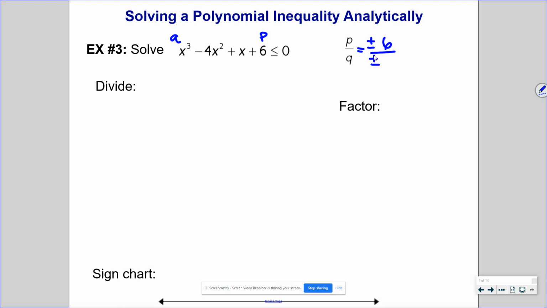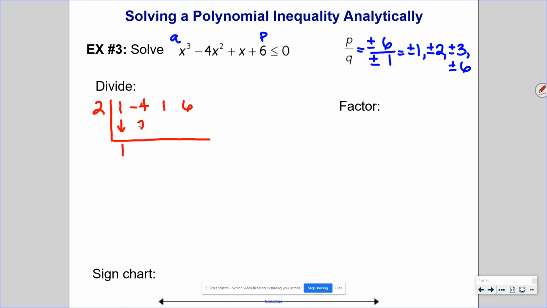So I need to list all the factors of 6 and divide by all the factors of 1, which would just be dividing by 1, leaving it the same. So all of these are possible numbers that would divide my function evenly. I'm going to try 2, and I'm trying 2 because I know 2 is going to work because I already did this problem. So I'm going to do synthetic division, make sure that I'm getting a remainder of 0.